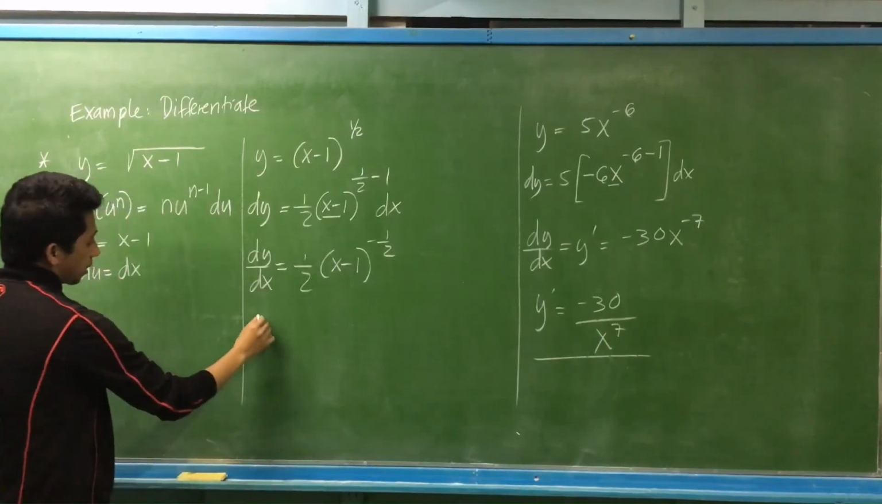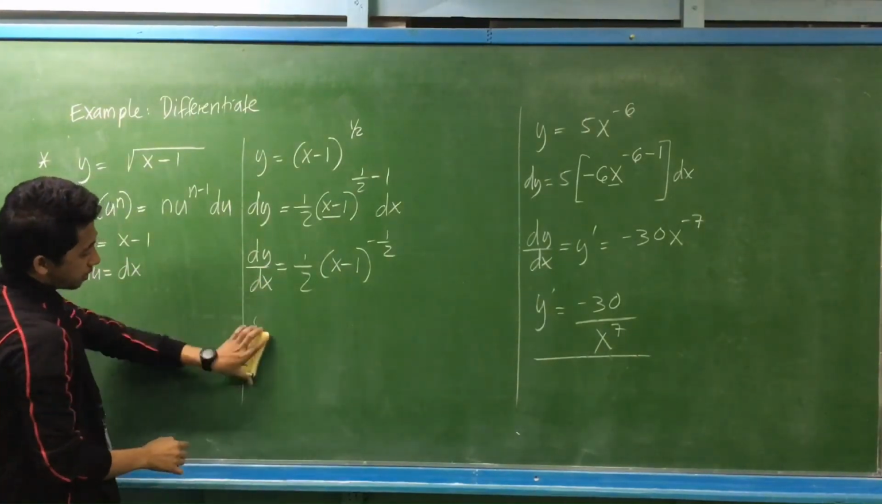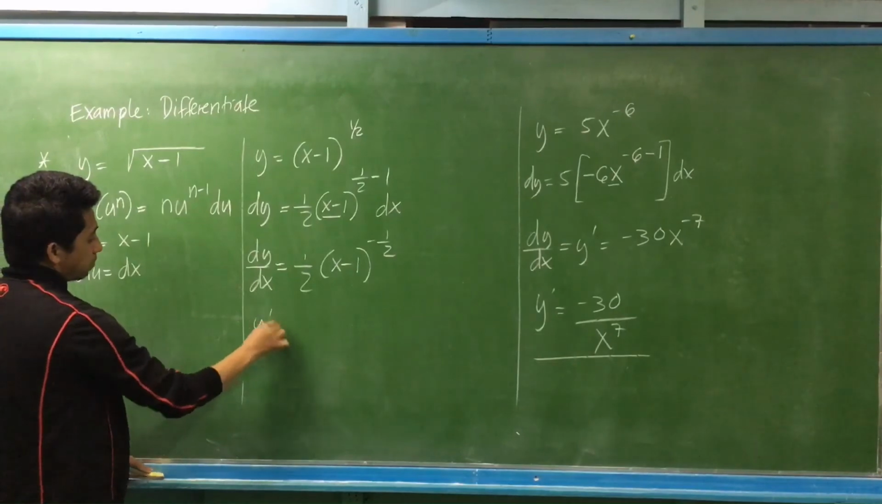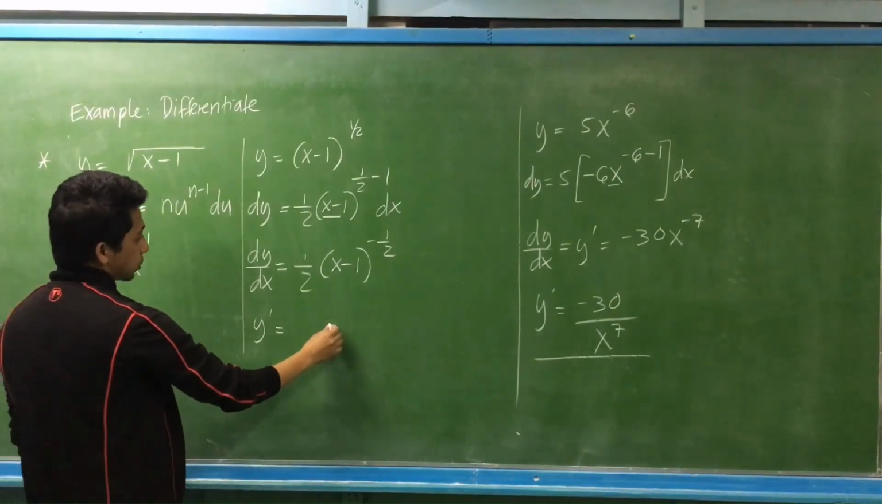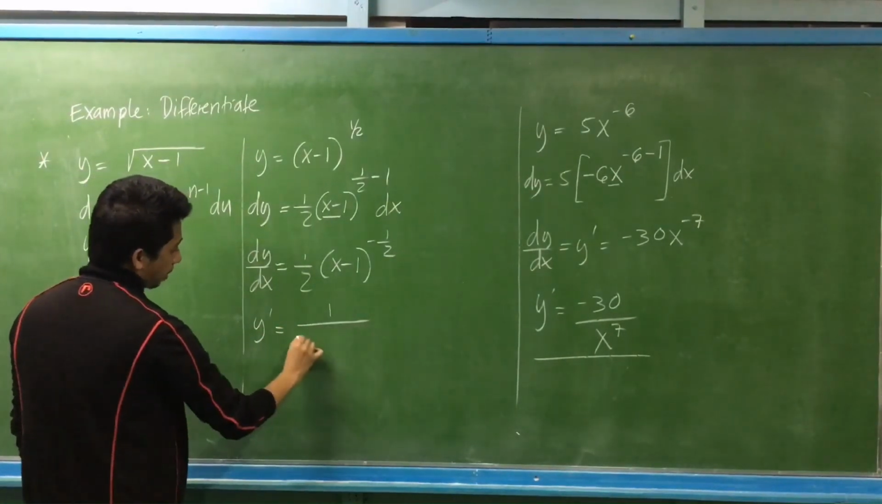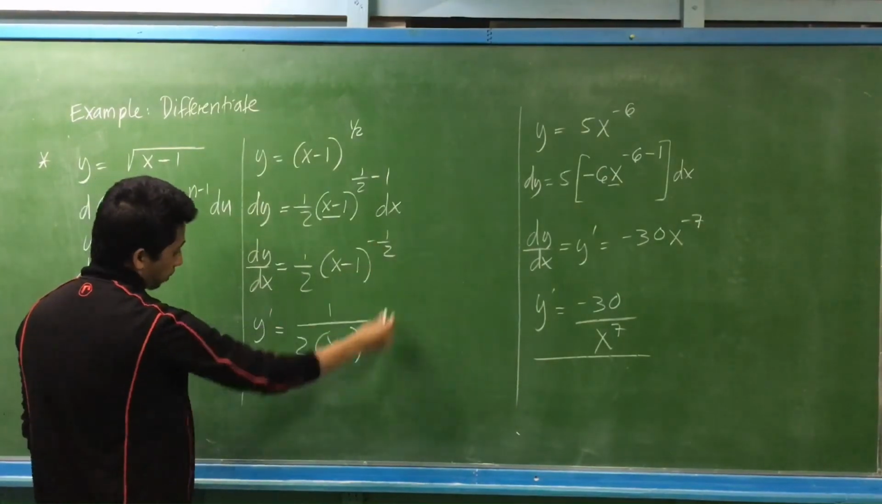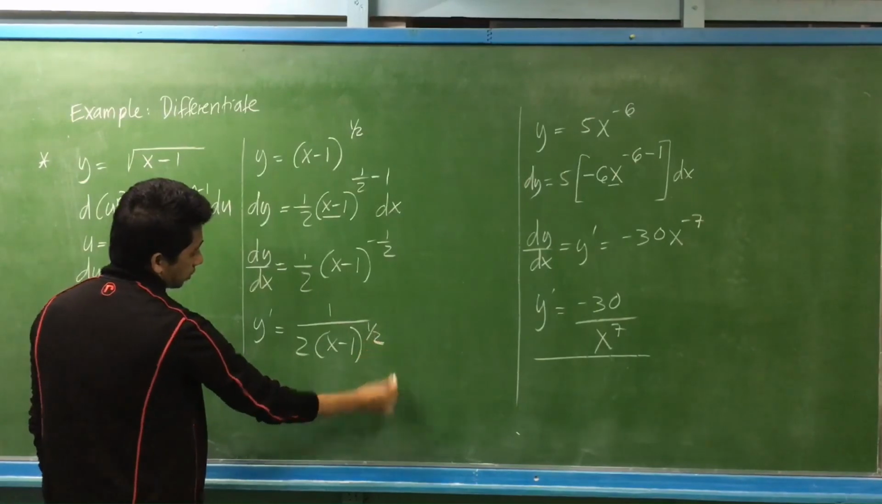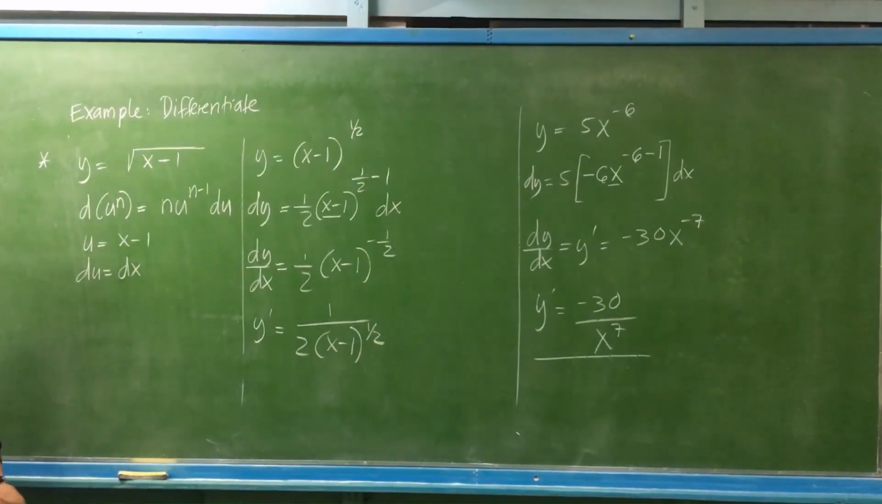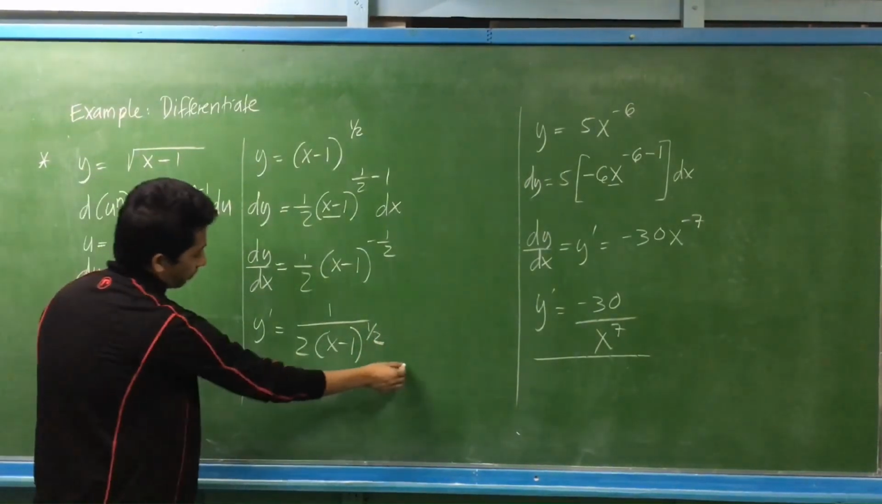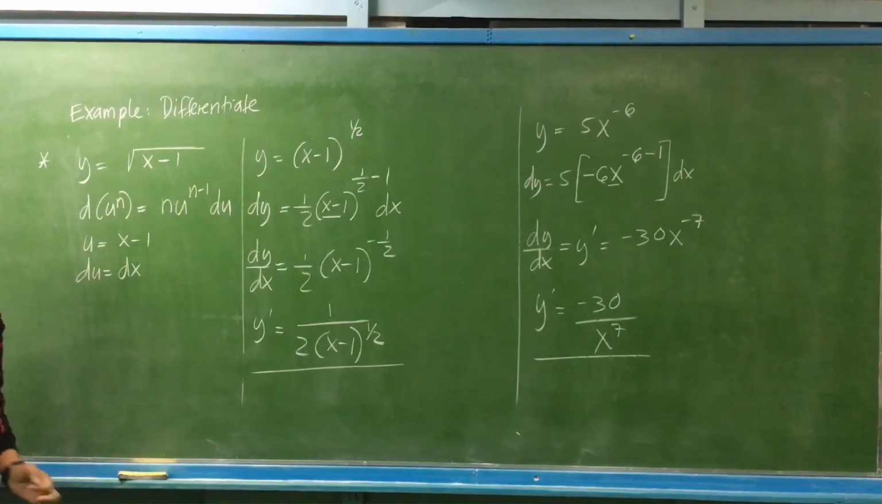To simplify, dy over dx, or y prime, is the same as 1 divided by 2 multiplied by x minus 1 raised to 1/2. To make the exponent positive, bring it down. So that is the same as y prime equal to 1 over twice the quantity x minus 1 raised to 1/2.